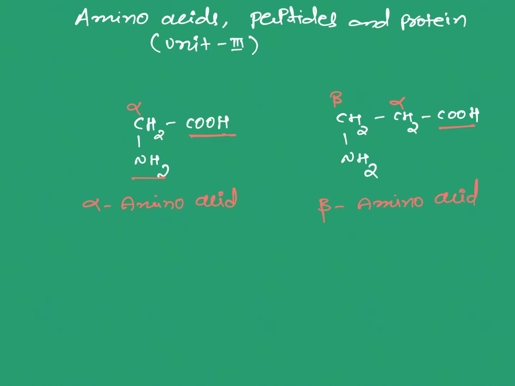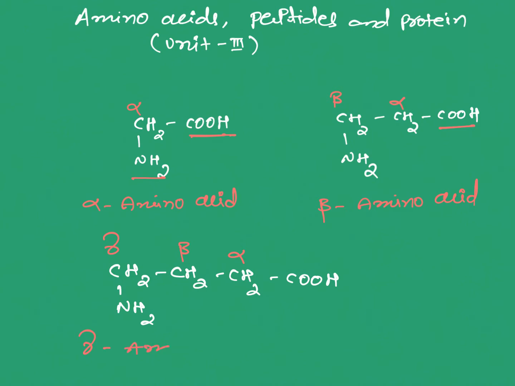Let's take another example. CH2, COOH, NH2, and here this carbon is the alpha carbon, this carbon is the beta carbon, and this carbon is the gamma carbon. This is an example of which amino acid? Gamma. At the gamma position NH2 is present. This is called a gamma amino acid.